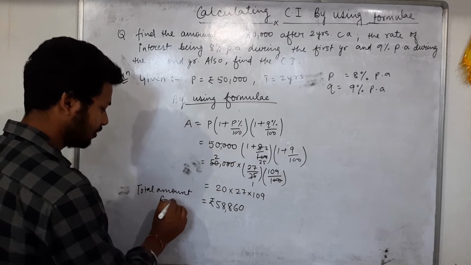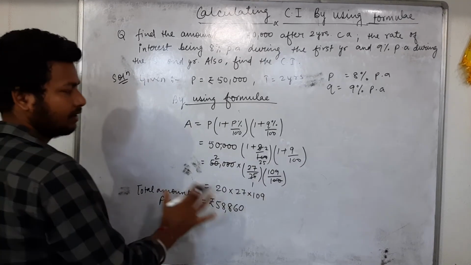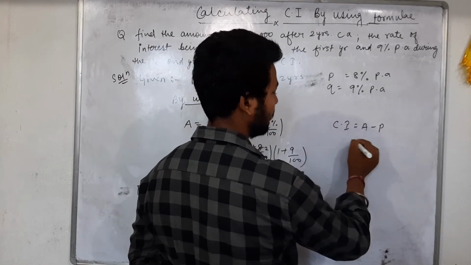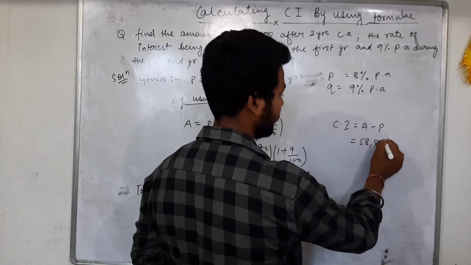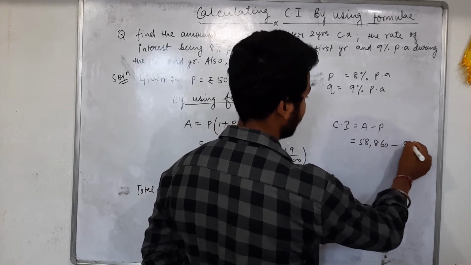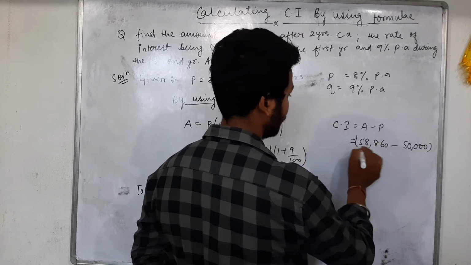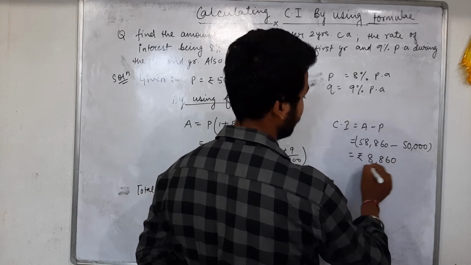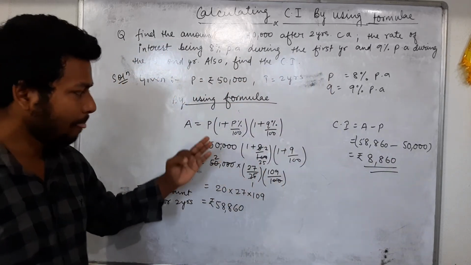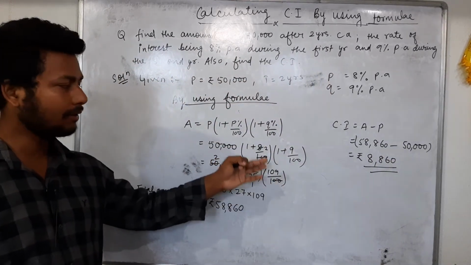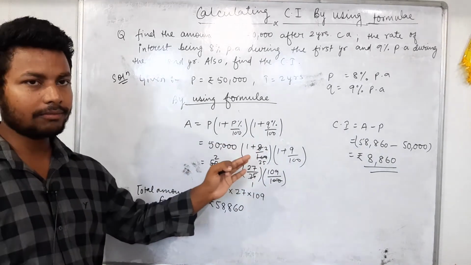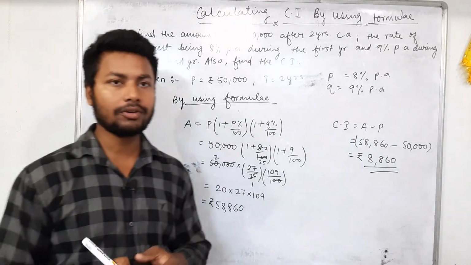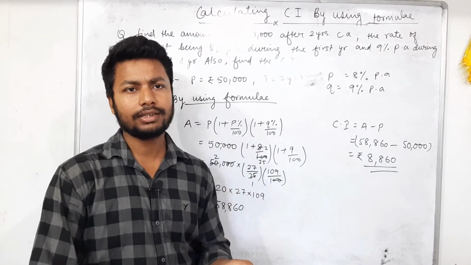for 2 years. So the amount has come, so compound interest is equal to amount minus principal, that is 58,860 minus 50,000. Okay, from here you will get the compound interest, that is 8,860 is the compound interest. See, different rates were given for different years, so we have used the second formula, that is second case.